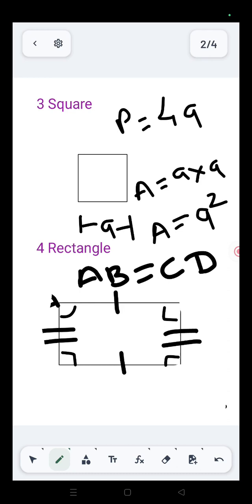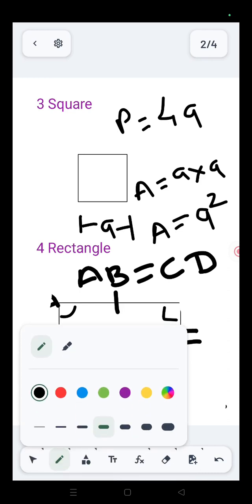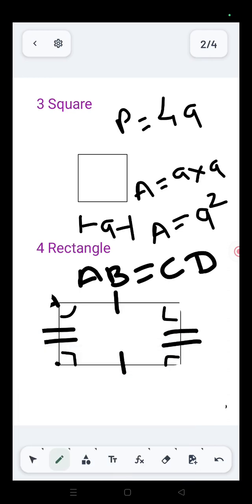And its diagonals bisect each other. Now what is a diagonal? In the rectangle, the line segment which joins two opposite vertices, from one corner to the other corner, is the diagonal. Similarly here, these are the diagonals. These diagonals intersect at this point O. So both the diagonals bisect each other, which means they bisect each other equally.